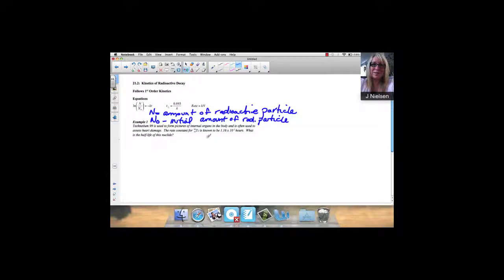What is the half-life? So we have the rate constant, so this is our k, and they want to know the half-life. Well, we're going to use this formula and solve for the half-life. So t to the 1/2 equals 0.693 divided by 1.16 times 10 to the minus 1 hours. And when we solve for this, we get 5.97 hours. Very straightforward.